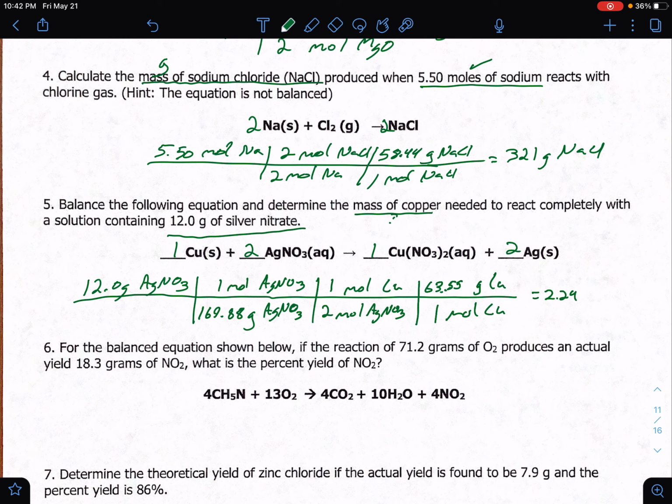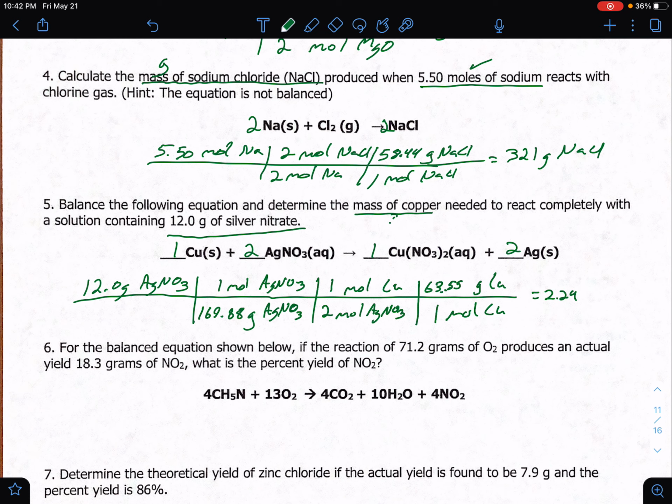And you can treat theoretical like X. We're just looking for theoretical, and that's what's times 100. So first thing I'm going to do is divide both sides by 100 to get rid of that. So that's going to turn that 86% into 0.86 equals 7.9 over X.